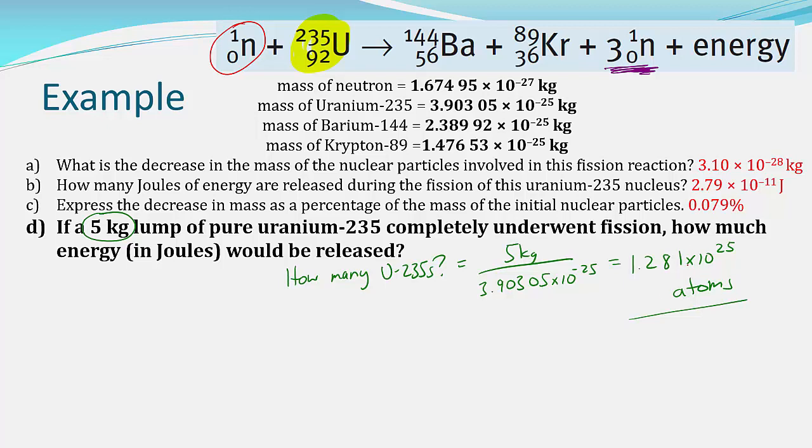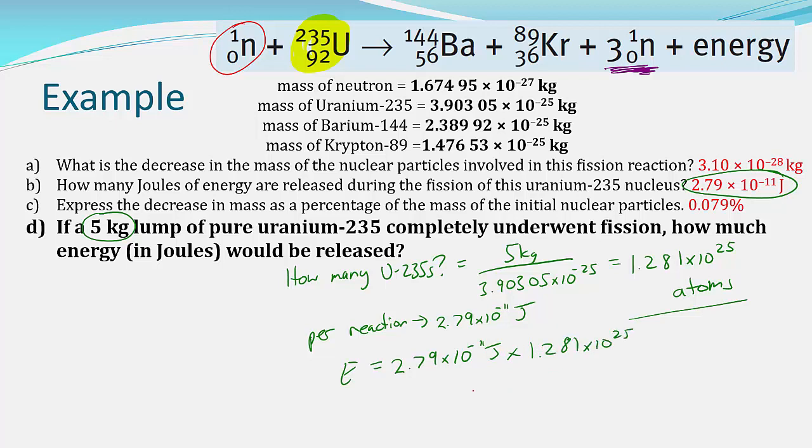But from this, we can determine how many reactions we have, because if we have 1.281 times 10 to the 25 atoms and they all undergo fission, then this is how many reactions we have, because we only have one atom required per reaction. So all we need to do now is, well, we know that per reaction, the energy is 2.79 times 10 to the negative 11 joules, multiplied by the number of reactions that take place. Put that in your calculator, and you should get 3.57 times 10 to the 14 joules. And I'm sure you would agree with me that that is a massive number, considering we're only using 5 kilograms of fuel.